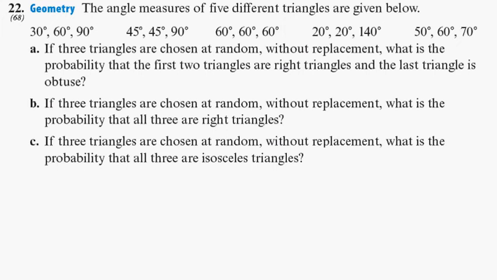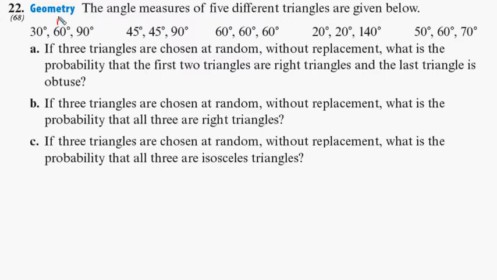Number 22 is kind of a clever way to incorporate all kinds of geometry and probability all in one problem. First of all, it says if 3 triangles are chosen at random without replacement, what is the probability that the first 2 triangles are right triangles and the last triangle is obtuse? So I'm thinking that the first thing that we need to do is identify which triangles are right triangles.